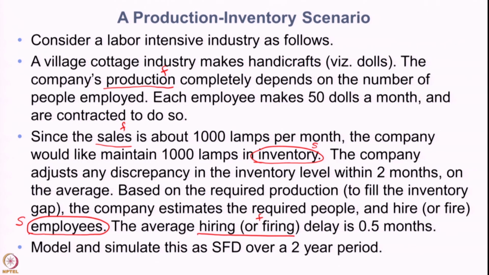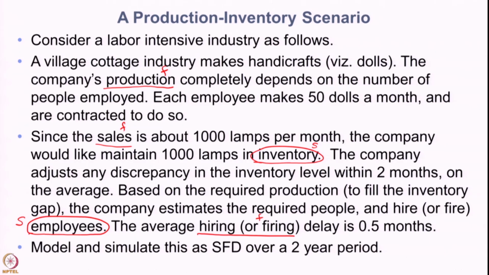Now, the next bullet point says that the company would like to maintain 100 lamps in inventory. That is your desired inventory level within the company, and if there is a gap between this desired level and the actual inventory level, the company would like to adjust the discrepancy within 2 months. Adjusting the discrepancy means that if I have too much inventory, I have to reduce my inventory level. If I have very little inventory, I have to increase it.